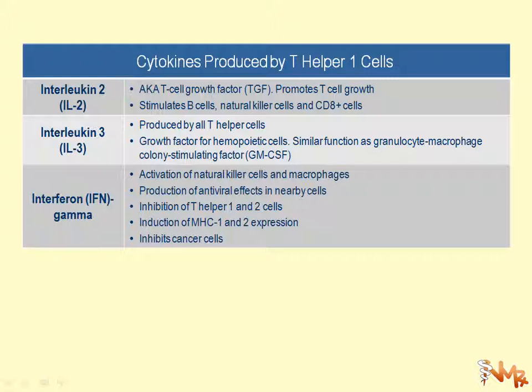Interferon gamma causes activation of natural killer cells and macrophages. It causes production of antiviral effects in the nearby cells. It causes inhibition of T helper 2 cells. It induces major histocompatibility type 1 and type 2 expression. It also inhibits cancer cells.